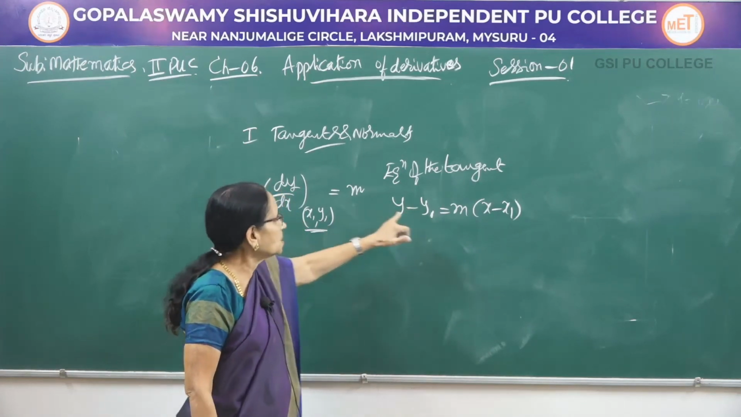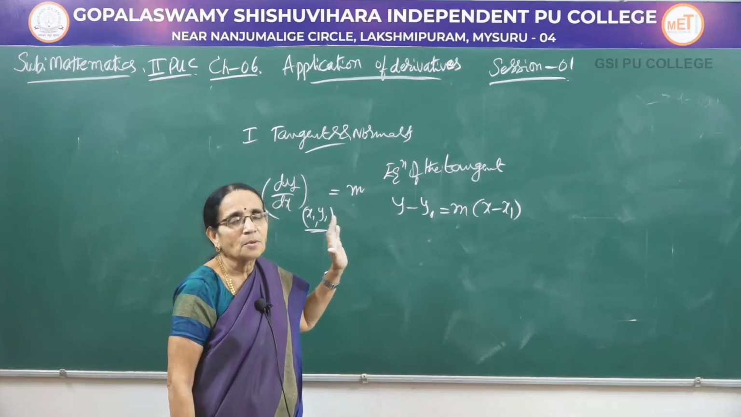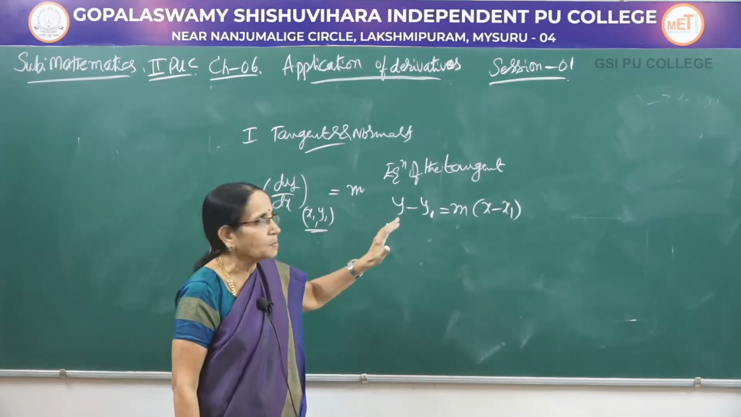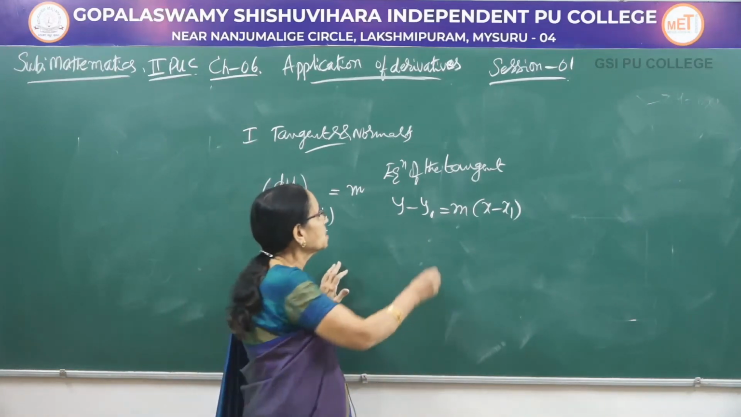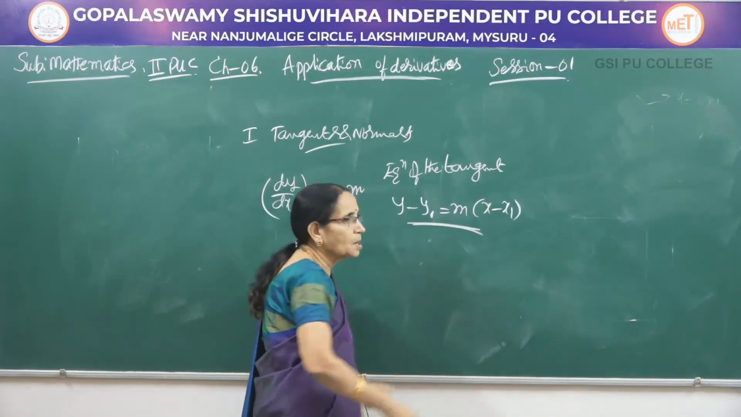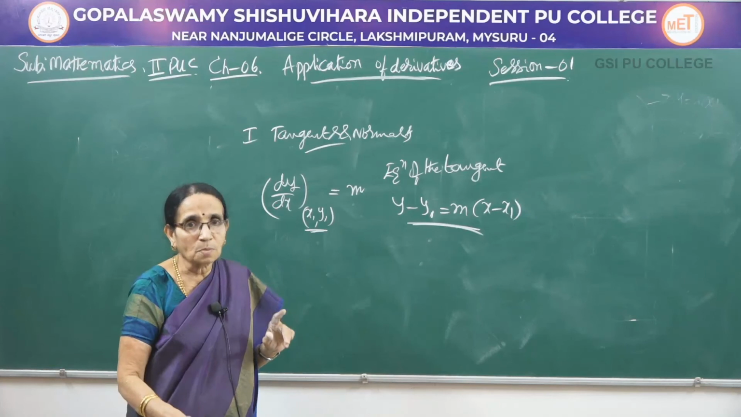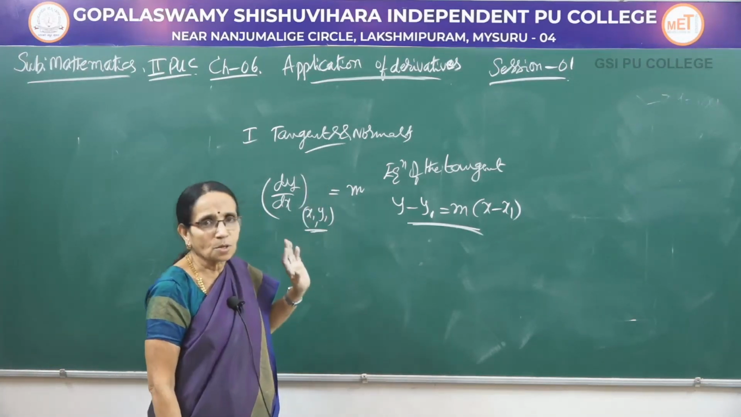So, the slope is known, because we have differentiated the function and got the value of dy by dx at the point, which we have denoted as m. Using this slope point form of the equation of a straight line, we can get the equation of the tangent. So, for a 1 mark question, you can expect a problem: find the slope of the tangent. What you have to do?